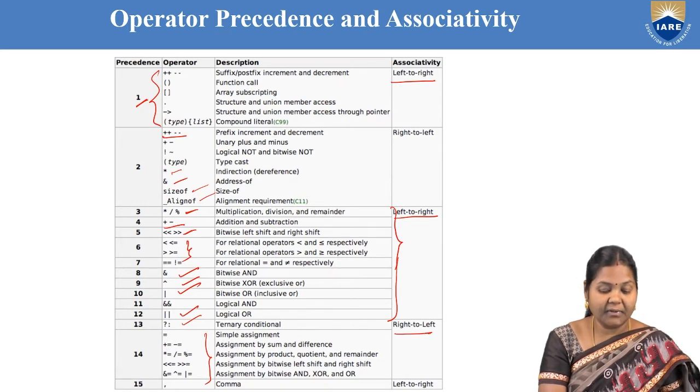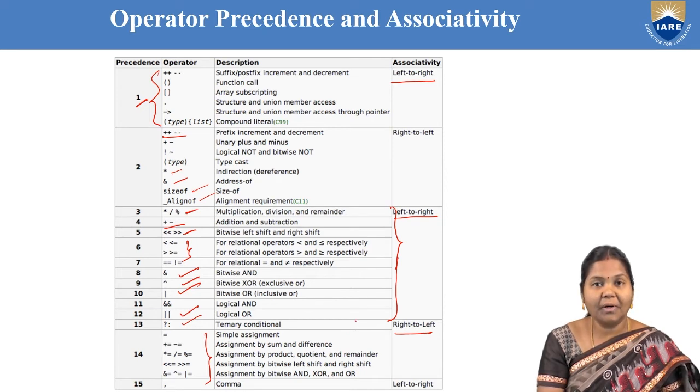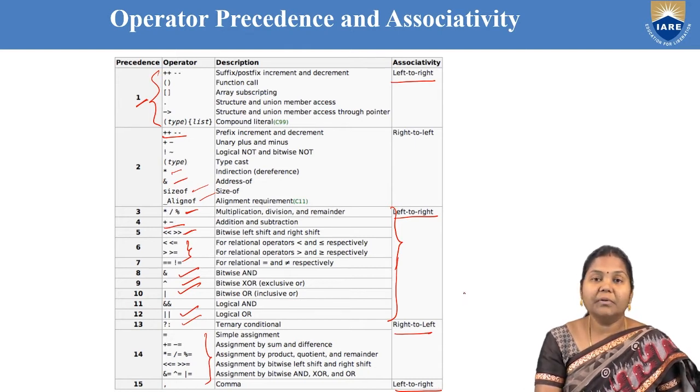Then the assignment operators are the last but one in priority, but its associativity is from right to left. And finally, the last or least precedence operator is called the comma operator, and it has the associativity from left to right. So whenever you are writing a C program, you have to remember the types of operators and their associativity and precedence, so that you can apply them in the correct order.